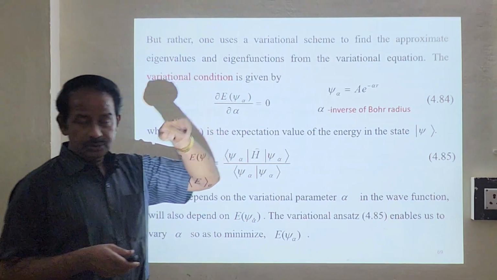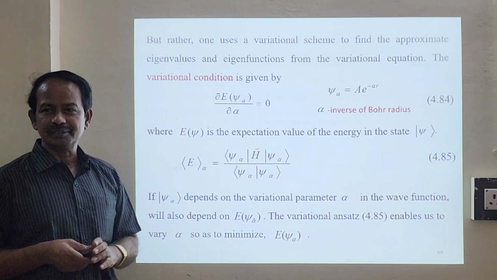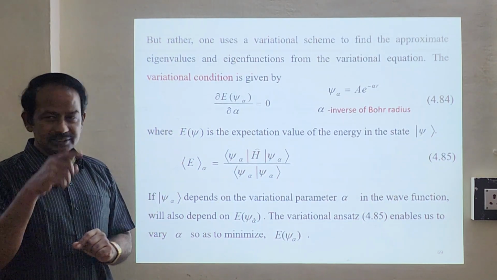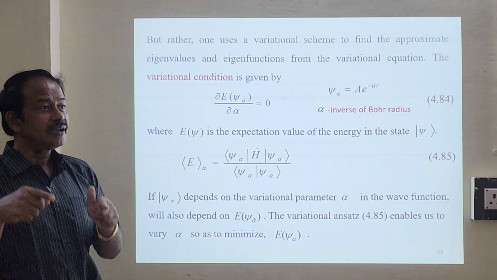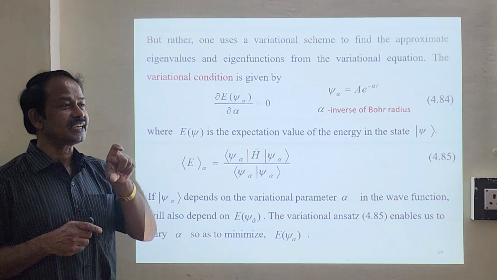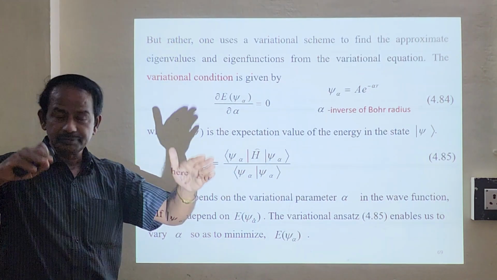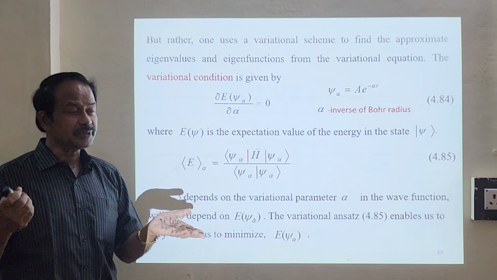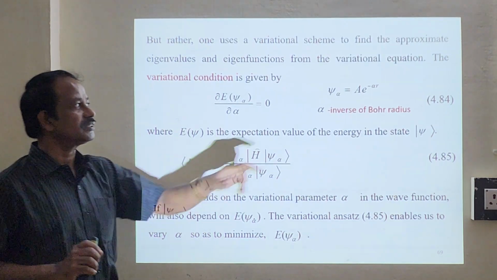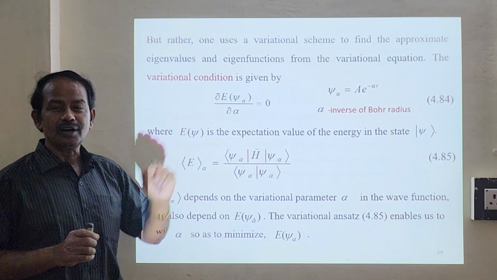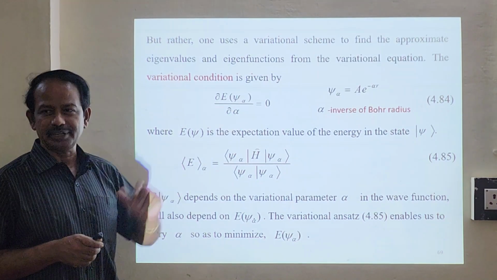The wave function which we have chosen contains a variation parameter, alpha. So psi, which depends on the parameter alpha, is equal to A e power minus alpha r. Alpha stands for the variation parameter. You need not use only one variation parameter; we can use a number of variation parameters, and the more variation parameters, the more accurate the answer. This variation parameter will always be the inverse of the Bohr radius.